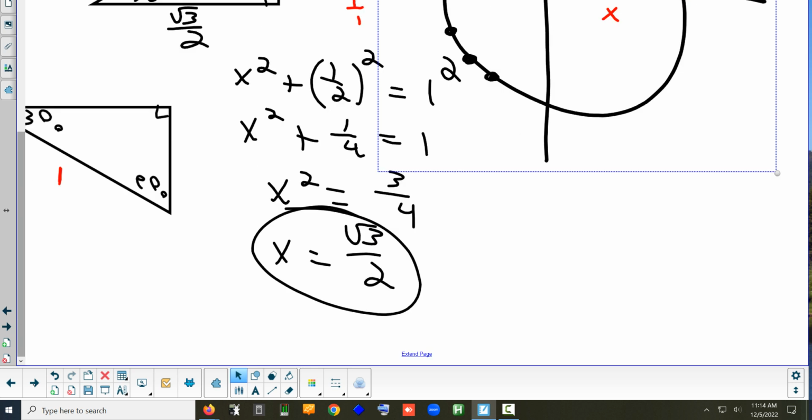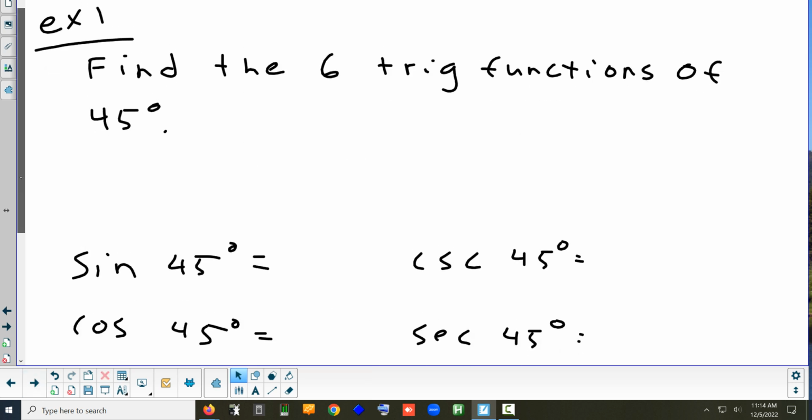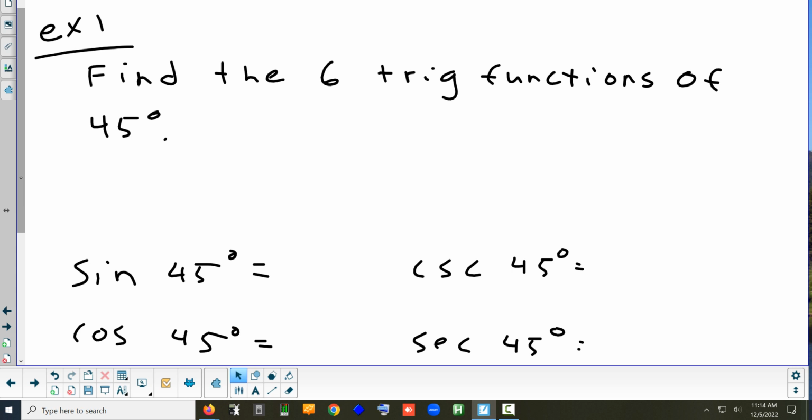All right, so let's try some questions. So, find the 6 trig functions of 45 degrees. All right, so to use unit circle trig to do that, what's the first thing you need to know? You've got to have the coordinate. Unit circle depends on an x and a y. So rather than go through and calculate it all over again, we just want to memorize it. Yep. Root 2 over 2, root 2 over 2.